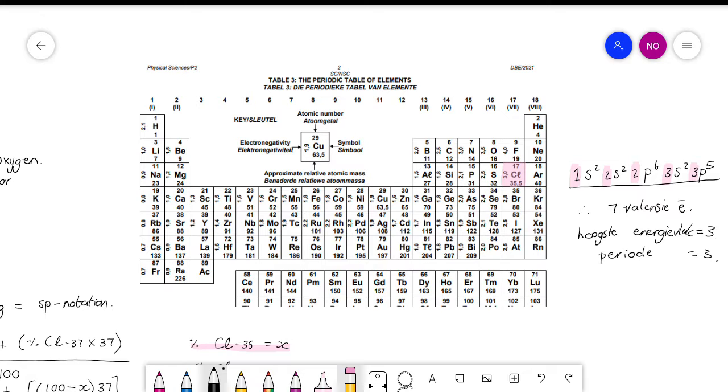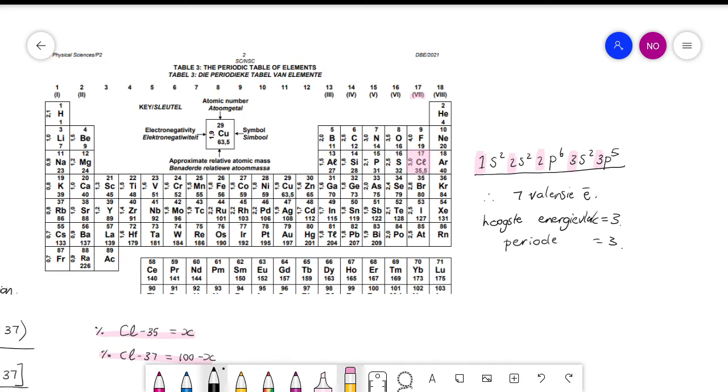He is in group 17, but you see, there you have a Roman 7 written. So his valence electrons and the group in which it lies are also equal to one another, if you look at the Roman numerals.